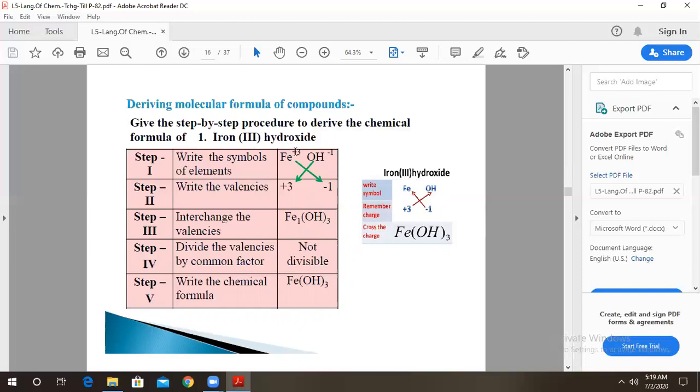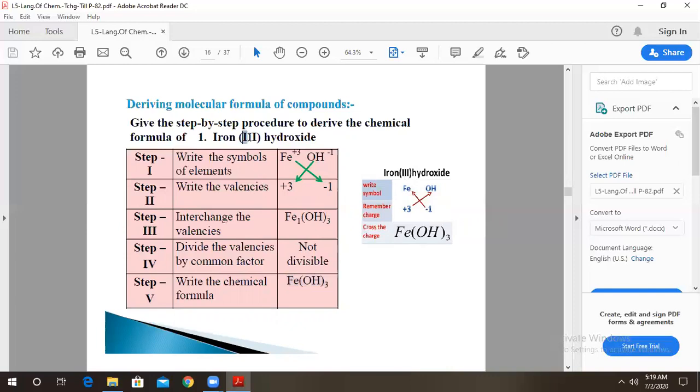And hydroxide is OH minus. So write the valencies below them: plus 3, minus 1. Third step, interchange the valency. So Fe corresponds to minus 1, that is 1, and OH corresponds to 3. So Fe1 OH3. Is it divisible? 1 and 3? No, not divisible. So the formula is Fe(OH) thrice.